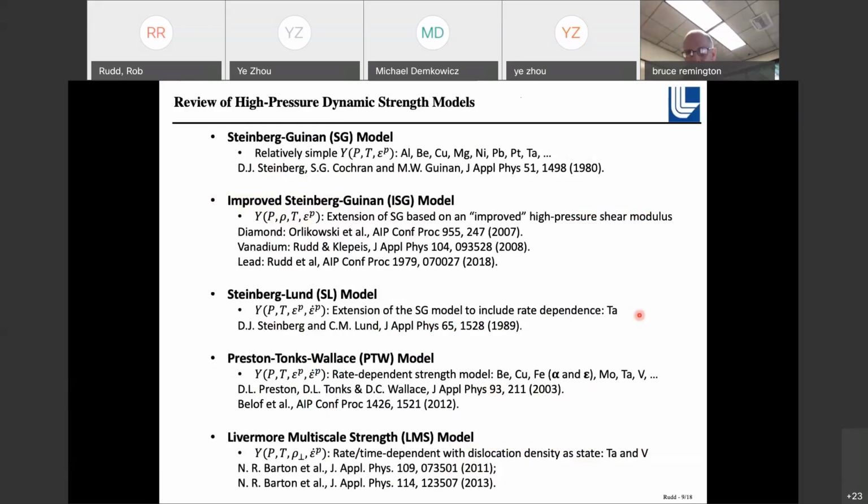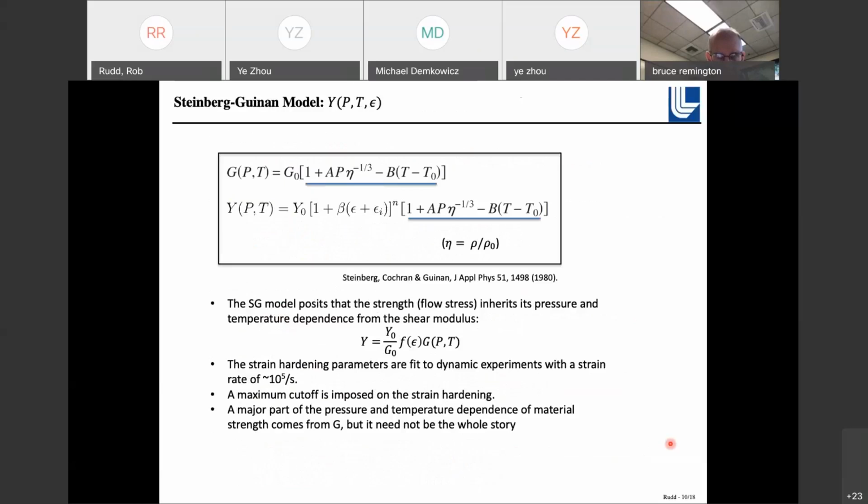So the simplest of the models is the Steinberg-Guinan model, and then the improved Steinberg-Guinan model. Both of those are rate-independent models. And then the Steinberg-Lund, Preston-Tonks-Wallace, and Livermore multiscale models are all rate-dependent models. And I'll say a bit about those.